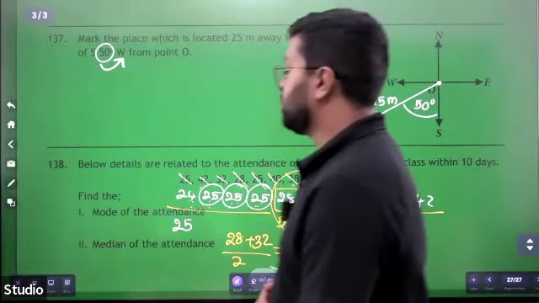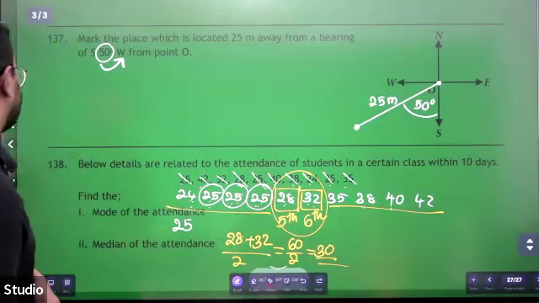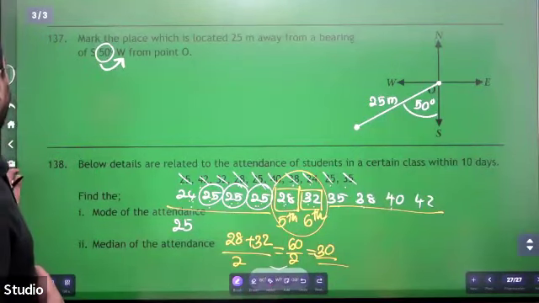Right. We are moving into the last two questions in this lesson now, in this paper.